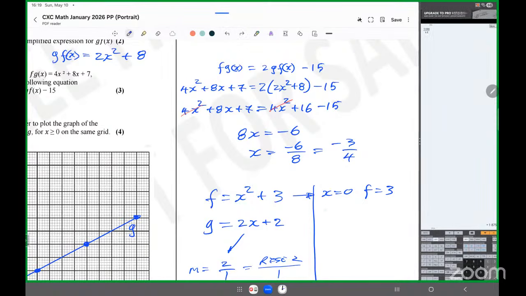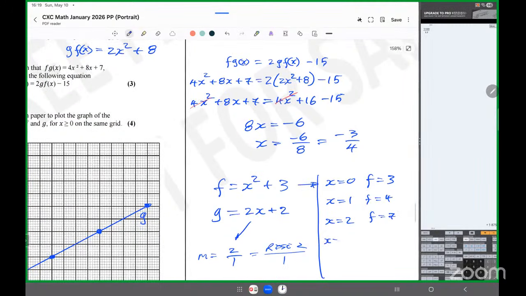Next one, x equals 1. You put 1 here, so you get 1 squared, which is 1. 1 plus 3 is 4. So we get f equals 4, same as y equals 4. Then put x equals 2. 2 squared is 4. 4 and 3 makes 7. So y equals 7. Next point, x equals 3. 3 squared is 9. 9 and 3 is 12. So we get f equals 12. So those are the points.